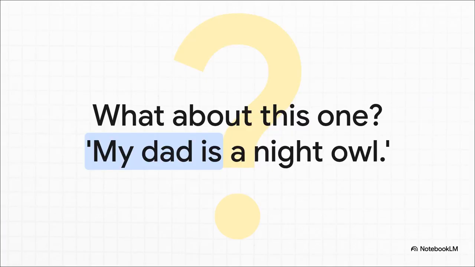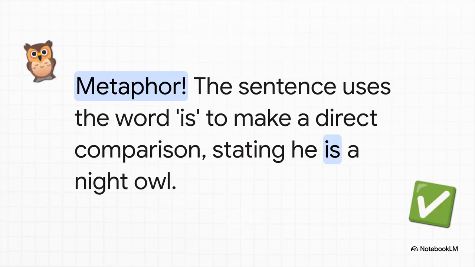My dad is a night owl. Take a second here. What kind of comparison is this? Look for those clue words we talked about. Did you guess metaphor? If you did, you are absolutely right. The sentence uses the word is to make a direct comparison. It's saying my dad is a night owl, meaning he stays up late. There's no like or as anywhere in there.